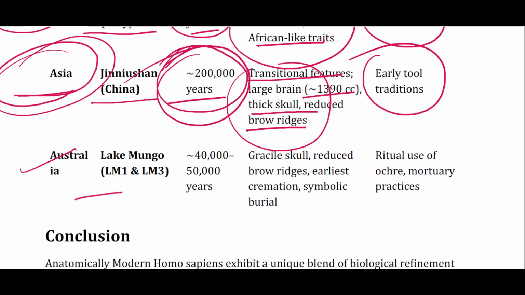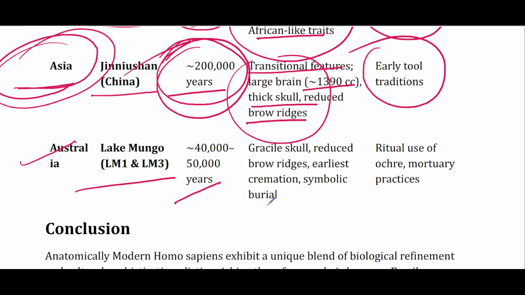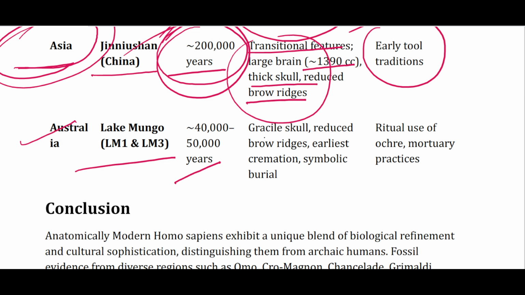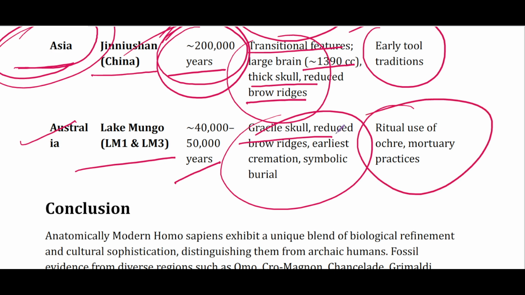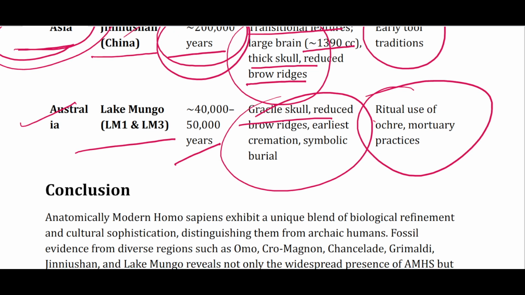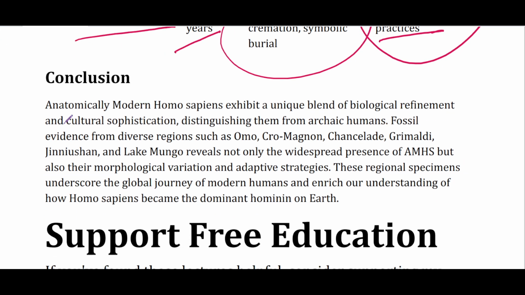Then Australia में both the Mungo fossils, Lady Mungo and Mungo Man, placed around 40,000, 50,000. Here all AMHS features, and then quite rich use of ochre and burial practices, suggesting symbolic thought and higher cognitive abilities.